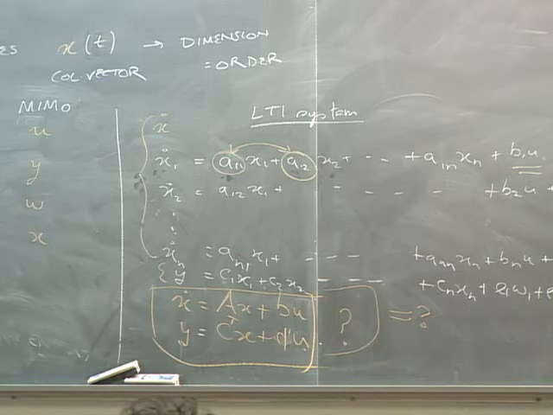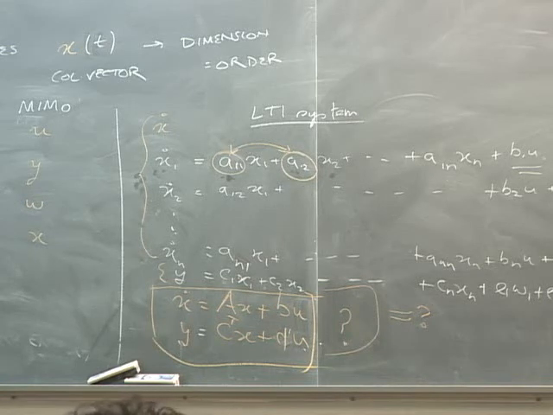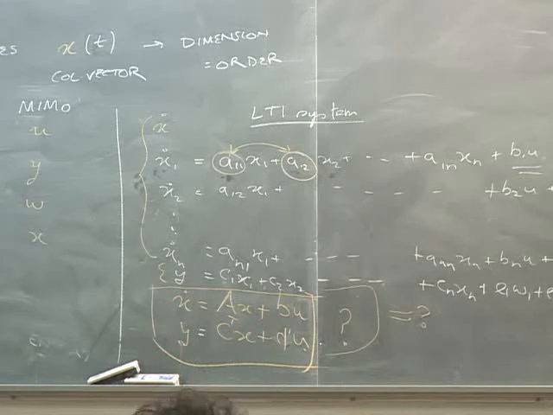Yeah? For the multiple input, multiple output case, what is the number of input vectors? What is the number of inputs? It's up to you. You can have m inputs, some value m, some vector. It has no relation to the number of state variables. You can have one or two inputs. You could have a million state variables. It's completely independent. Yeah.